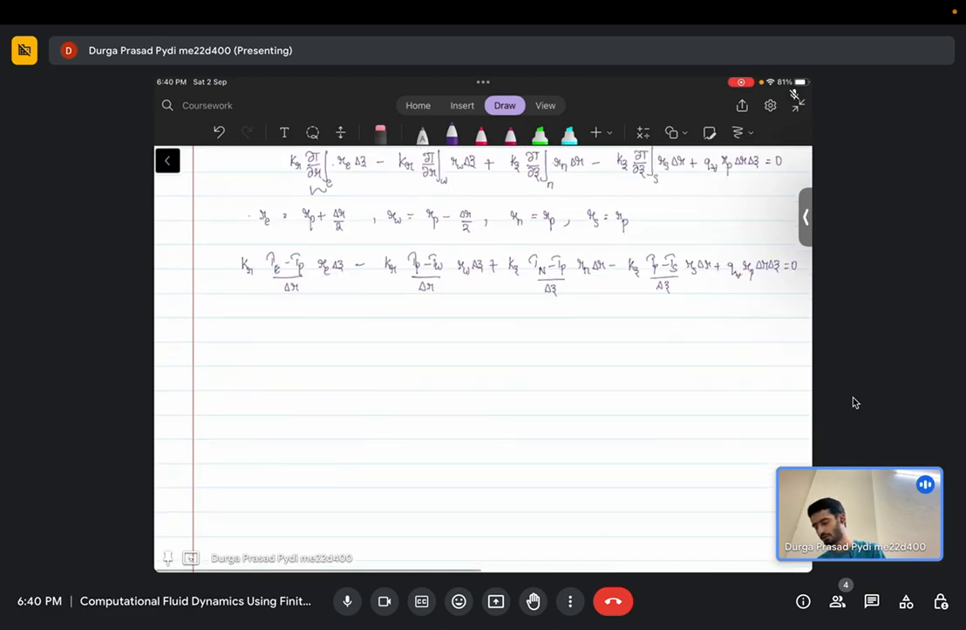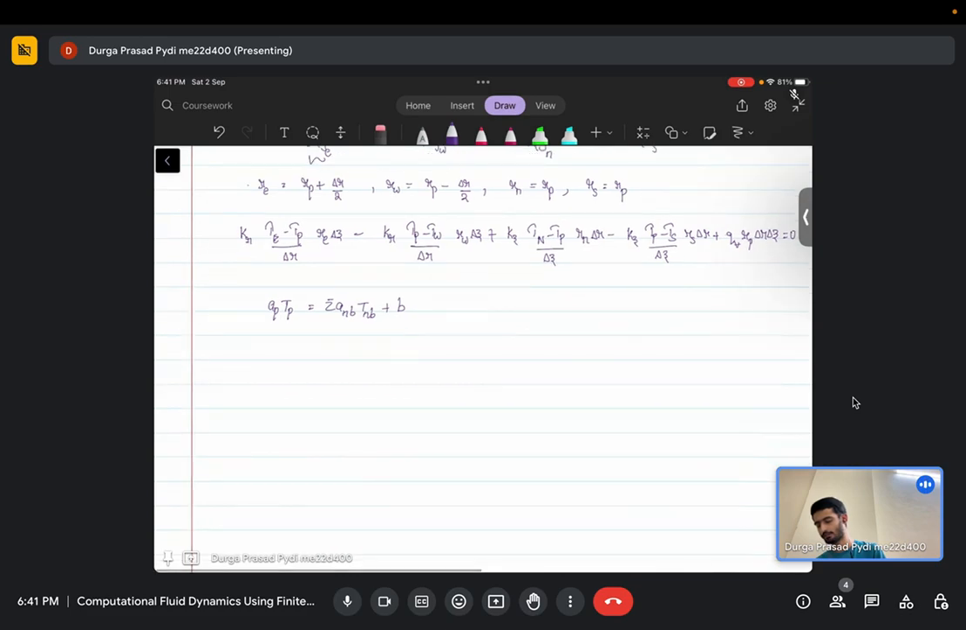So if we group the terms together, the equation will be very similar to the previous one. So APTP will be sigma ANB TNB plus some B. Here AP will be sigma ANB, where your A east will have KR times RE delta Z by delta R.